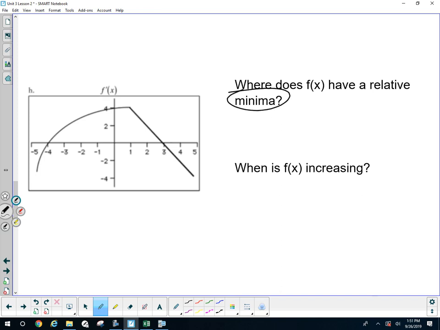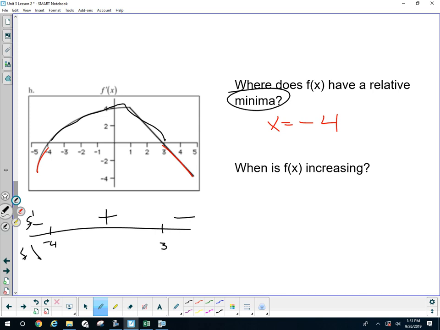Read the question carefully. When f prime changes sign from negatives to positives, we will eventually be able to do this without looking at the sign analysis, without having to create one. It helps to be able to do it. And we see f is going down then up at -4. When is f increasing? When f prime is positive. That is from -4 to 3.